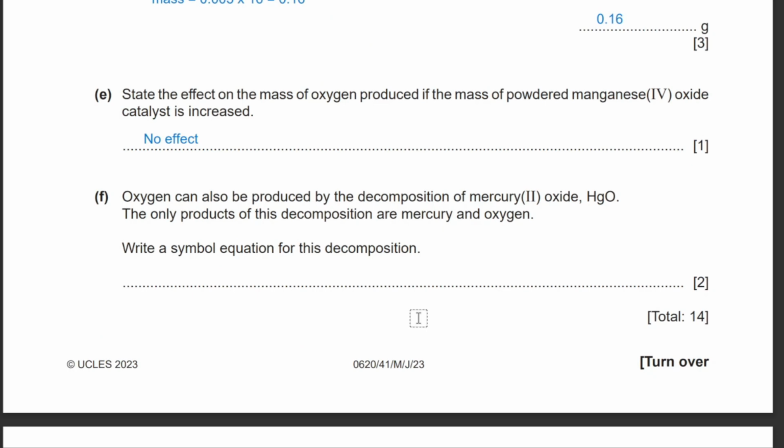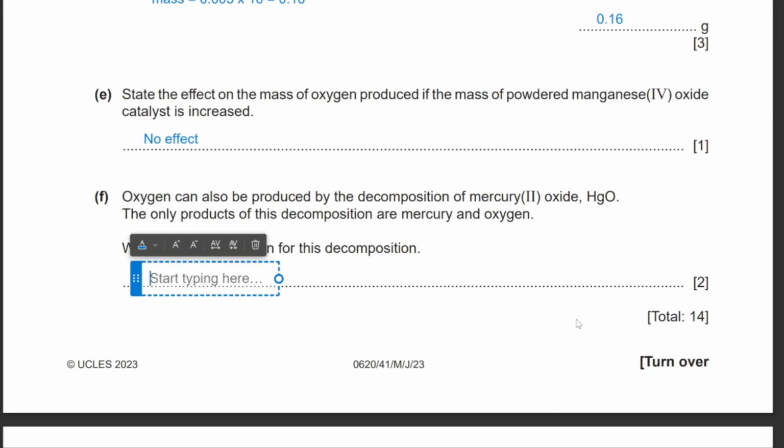Oxygen can also be produced by decomposition of mercury(II) oxide, HgO. The only products of this decomposition reaction are mercury and oxygen. Write a symbol equation for this decomposition. We basically just have to write down a balanced equation. That will be HgO giving Hg plus O2, and now we just have to balance it. That would be 2 and 2.